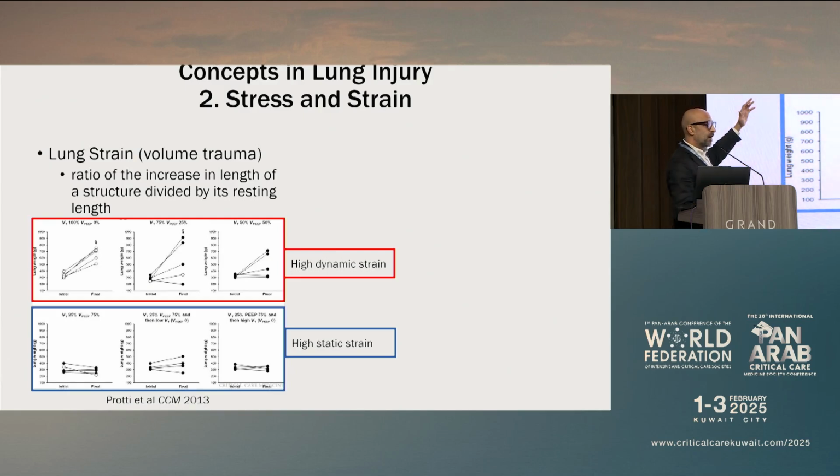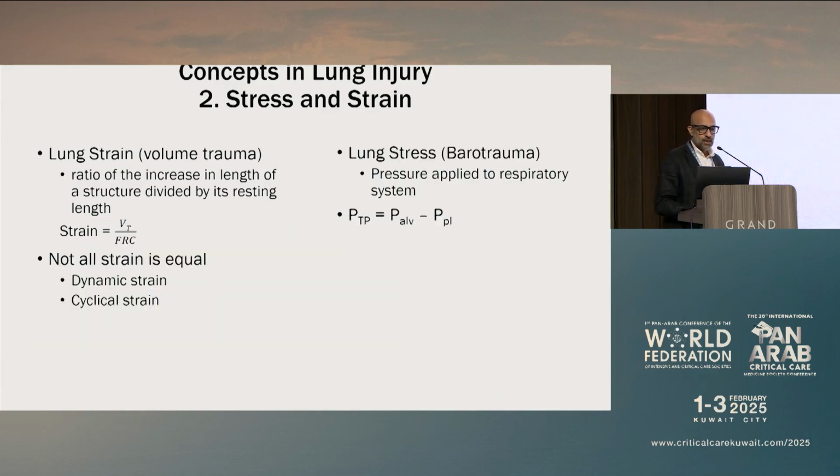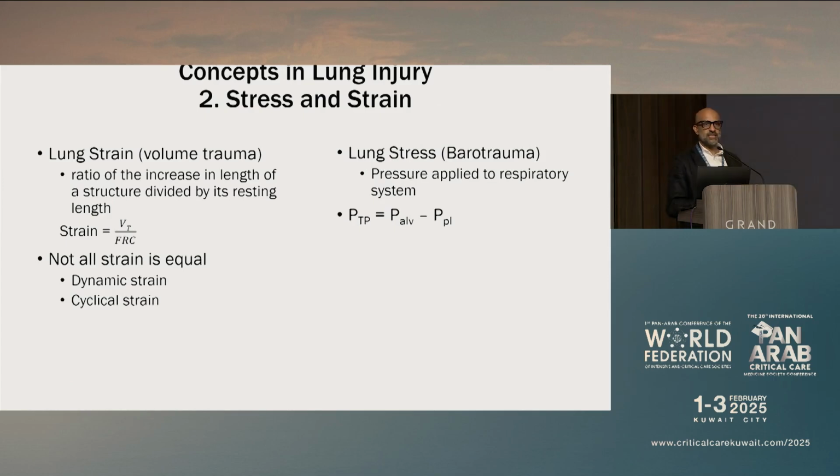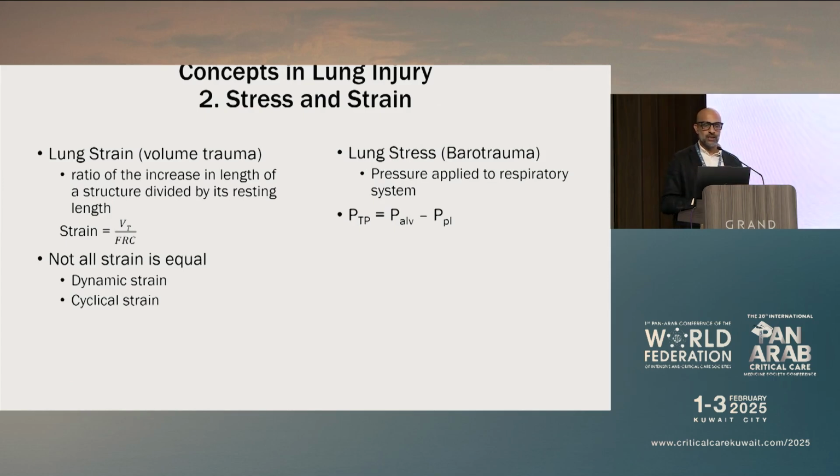However, when strain is higher but dynamic strain is not high, you can see that the lung weight doesn't change between the initial and final points of measurement. Lung stress, which is what drives barotrauma, is the pressure applied to the respiratory system. And this is estimated by your transpulmonary pressure, which can be calculated from your alveolar pressure minus your pleural pressure.